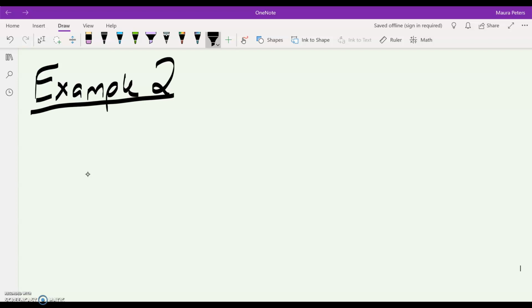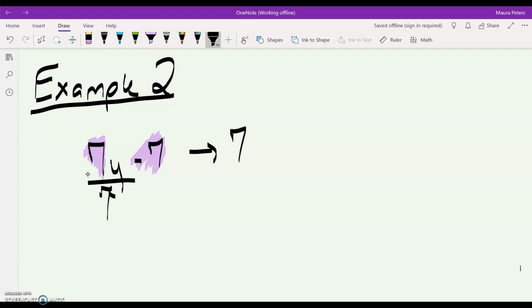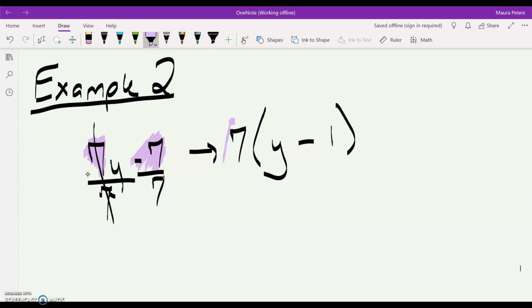Example 2. Take a look at one like 7y minus 7. I'm going to take a look here specifically at this 7 and this negative 7. What I'm able to take note of is that their greatest common factor happens to be 7. If I take 7 out of 7y, what I'm left with is just y. And if I divide negative 7 by 7, what I'm left with is just negative 1. And that is our final solution.